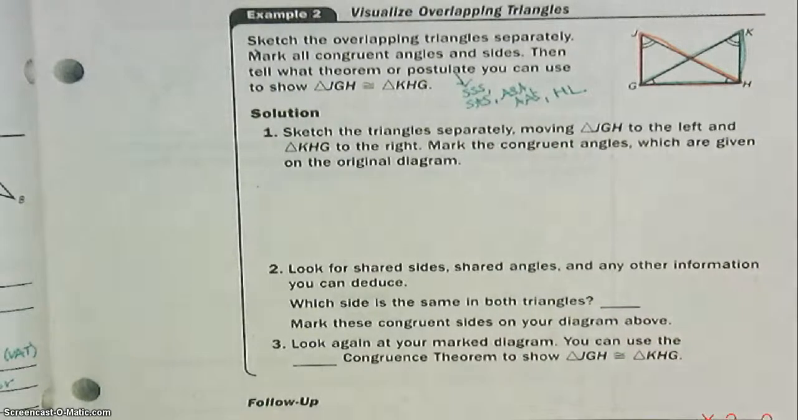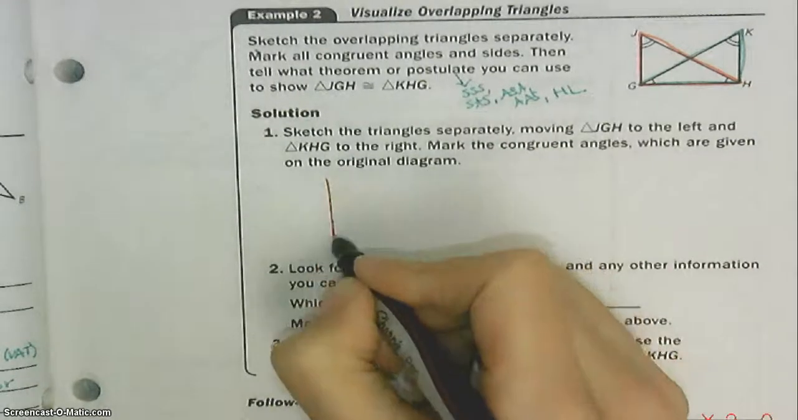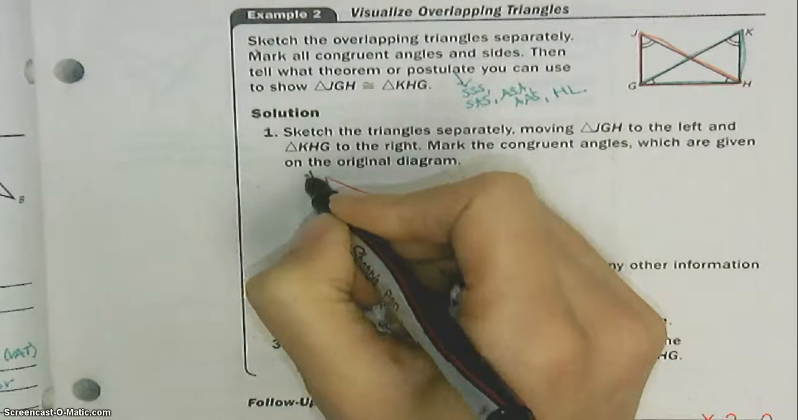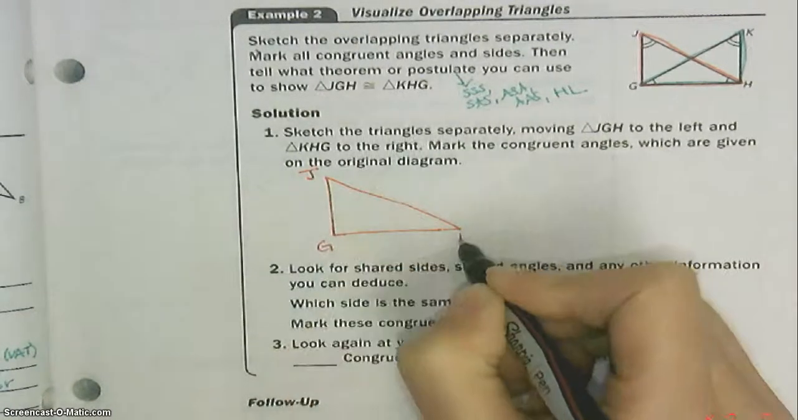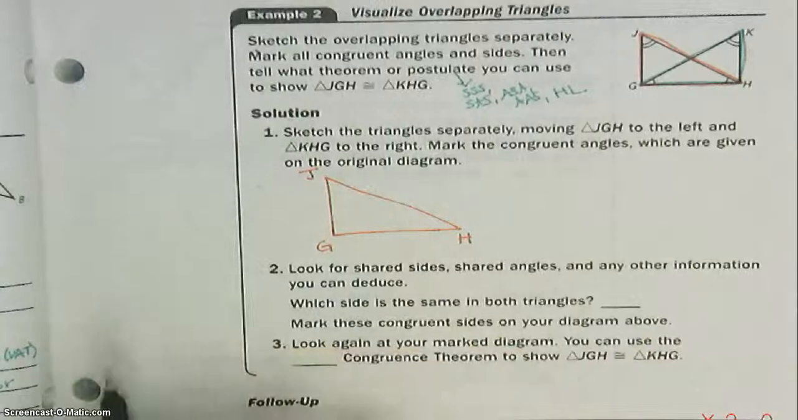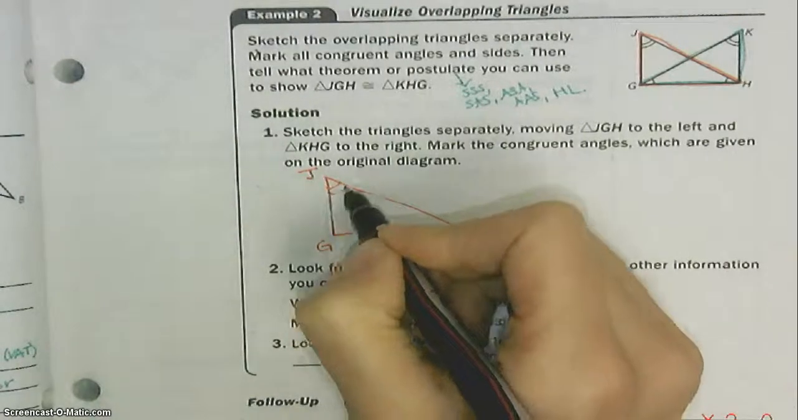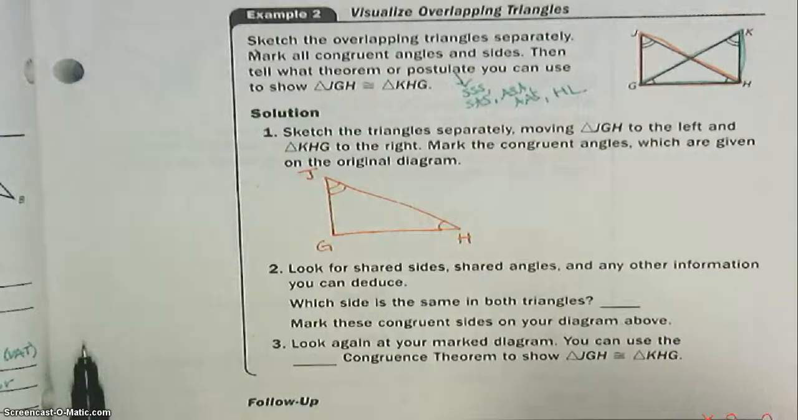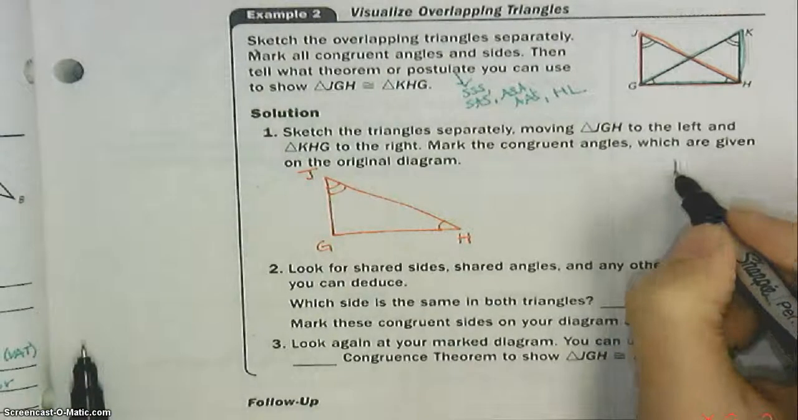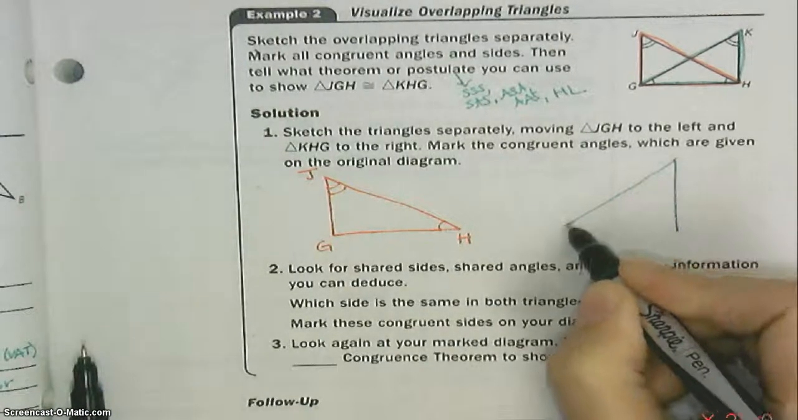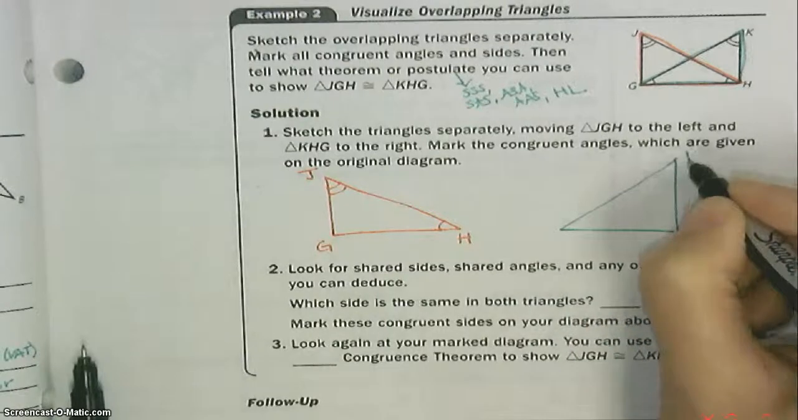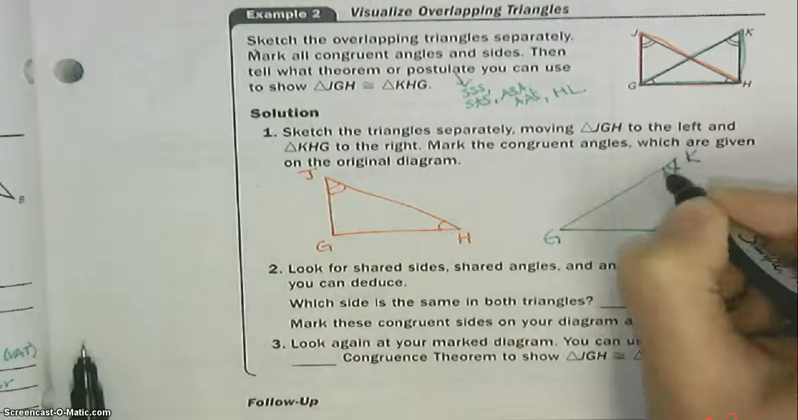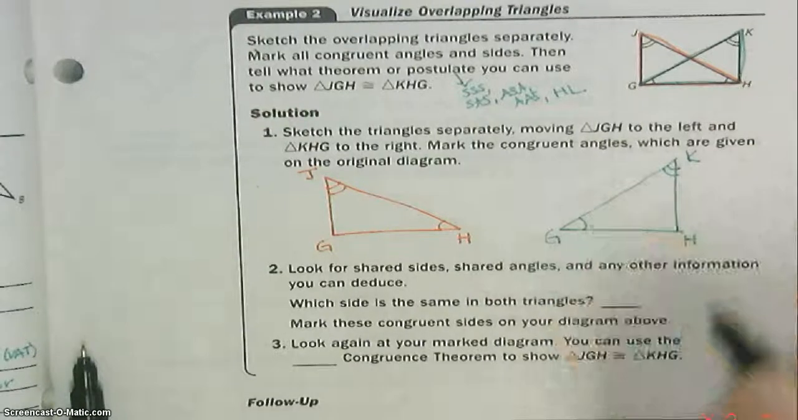All right, so here we go. Let's redraw these triangles. Here's the red triangle, and that's JGH. And it looks like angle J has 2 arcs, and angle H has 1. Now let's redraw the green triangle. KHG. Angle K has 2 arcs, and angle G has 1 arc.